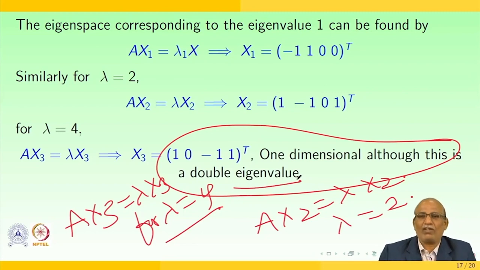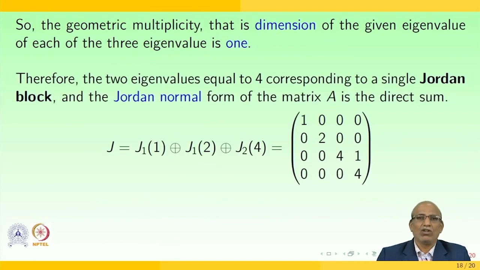So the beauty of this Jordan canonical form is that it is well connected with systems which can be diagonalized and which cannot be diagonalized. By bringing the matrix to such a form, we will overcome the difficulties arising in solving matrix equations. The geometric multiplicity is the dimension of the eigenspace of each eigenvalue, and for each of the three eigenvalues it is 1.